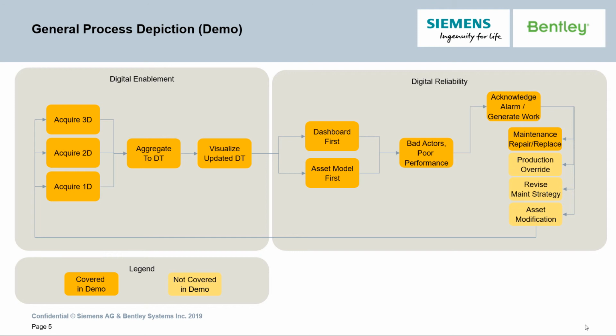Then the system enables two modes of operation in digital reliability. First is the dashboard first view, and second, the asset model first view. Both of these views allow the production and operations personnel to evaluate bad actors and performance, allows them to investigate what's going on, and eventually acknowledge alarms in the production environment as it relates to equipment reliability and process reliability to generate work. Today we're going to show you how maintenance and repair work can be generated against these conditions.